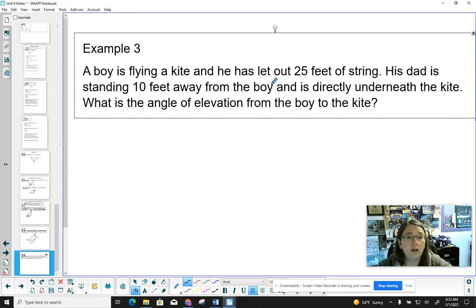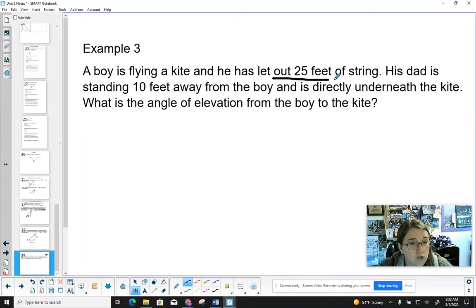Good. Okay, last one. I want you guys to try this whole thing. So again, it's going to be a right triangle. Be careful. A boy is flying a kite and he has let out 25 feet of string. You want to visualize how that will look. Try and visualize a kite. Where would that 25 feet of string go? His dad is standing 10 feet away from the boy, and he is directly underneath the kite.